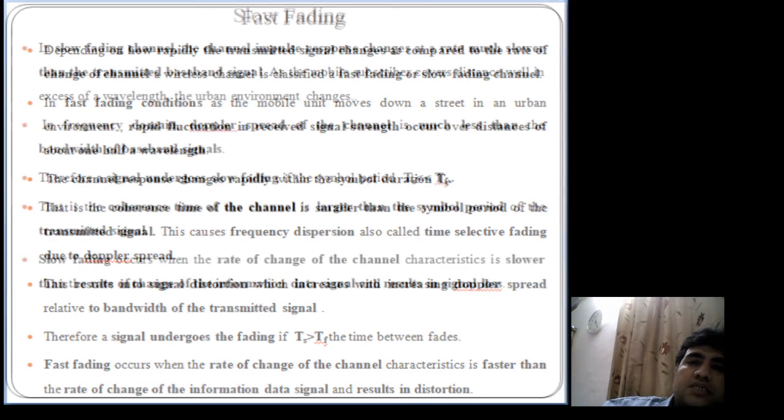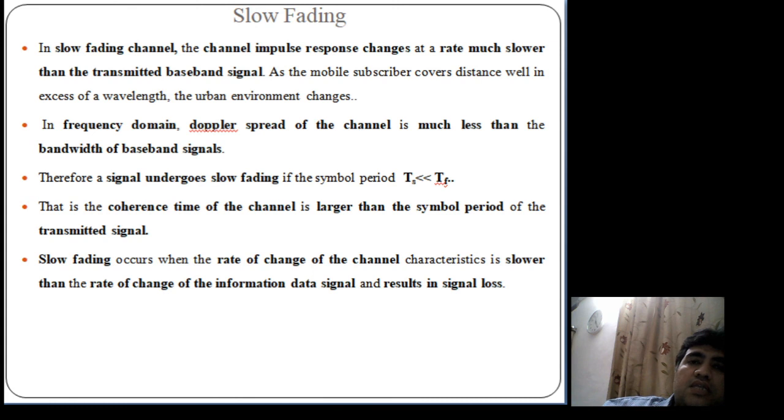Next is slow fading. In this, if the mobile user is moving at a very slow pace, then there will be a very slow fluctuation in the received signal strength of the mobile user in comparison to the change in the channel. That means the coherence time of the channel is much larger than the symbol period of the transmitted signal. So this is called slow fading.